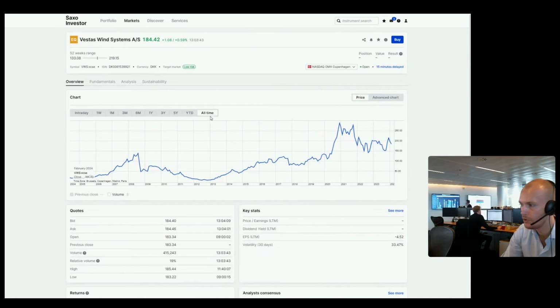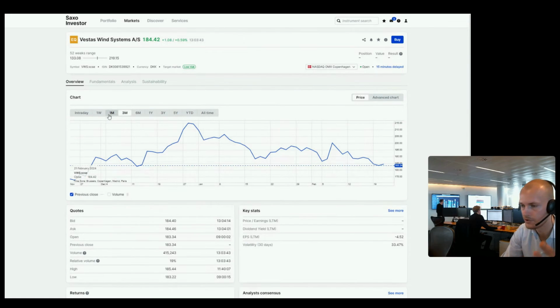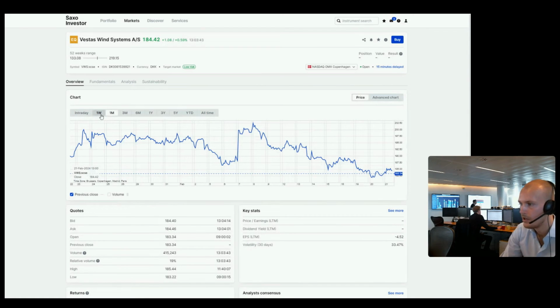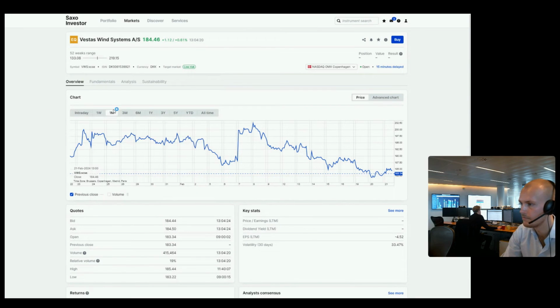You can see an overview. You can change the overview if you want to see it all time, year to date, 5 years, 3 years, 3 months, and so forth, to get some more in-depth inspiration. Some of you might want to go more in depth than just looking at the graph and saying, oh, well, it looks to be going up, I want to invest in it as well.